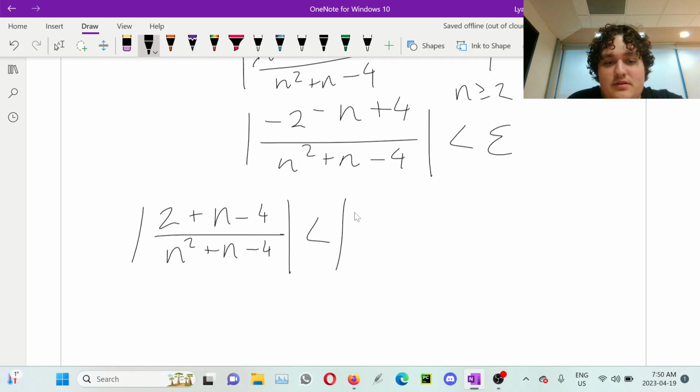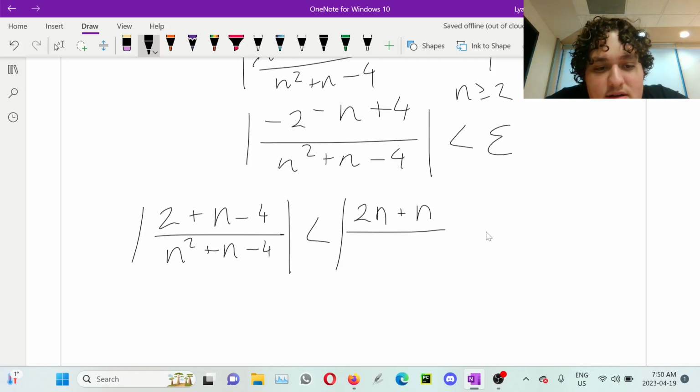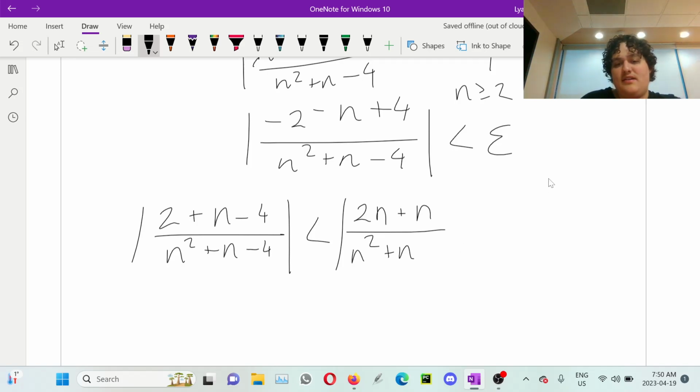So for example, n is greater or equal to 2, right? And I can make the denominator smaller. So if I want to make n squared plus n minus 4n be bigger than 0, that's going to be a bit more complicated, I guess. So let's not try and do that.